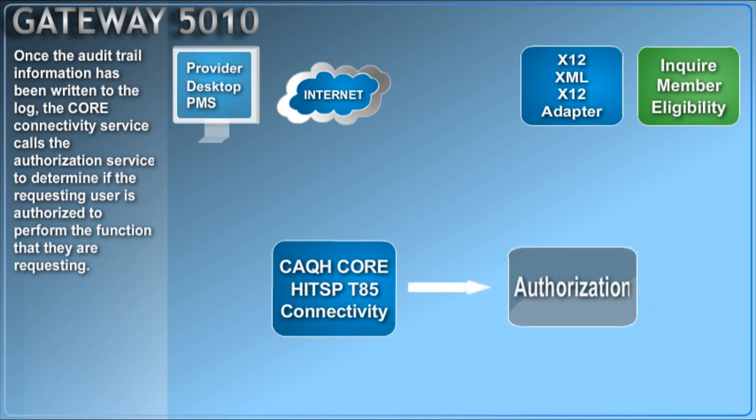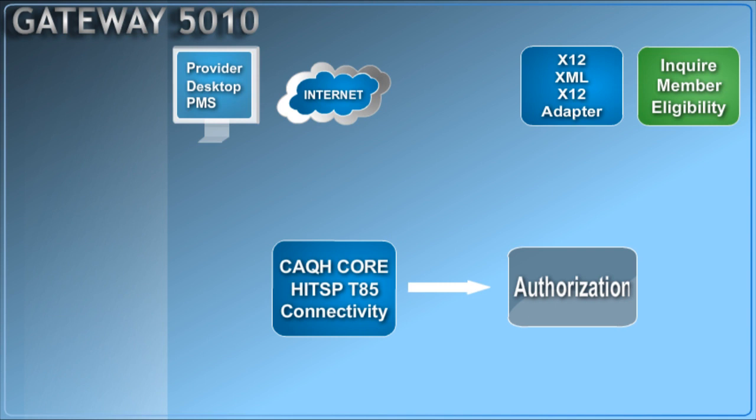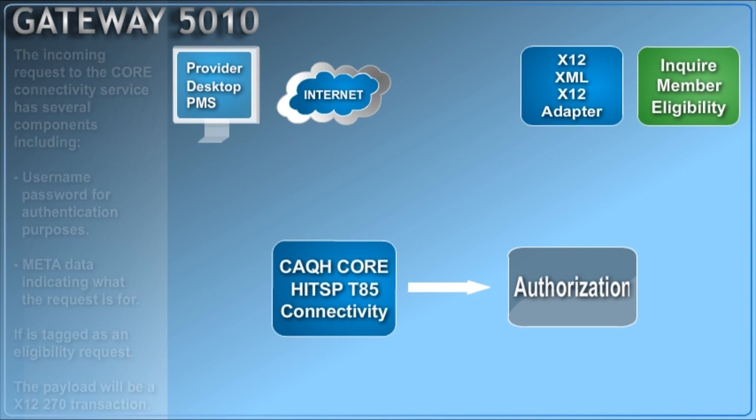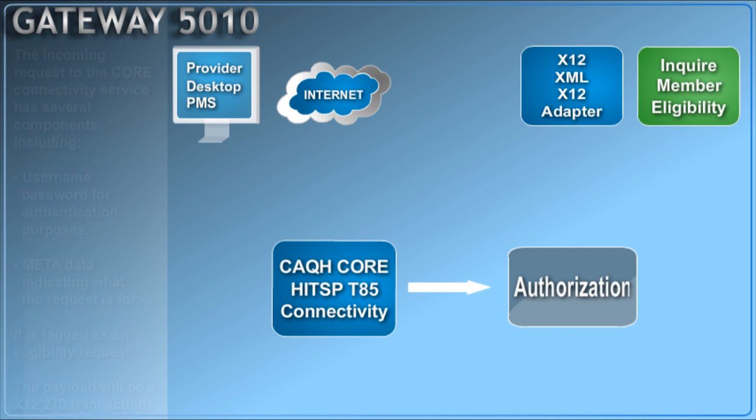to determine if the requesting user is authorized to perform the functions they are requesting. The incoming request to the CORE connectivity service has several components, including the username and password for authentication purposes, and metadata indicating what the request is for. If that request is tagged for eligibility, as it will be in this case, then the payload will be an X12-270 transaction.